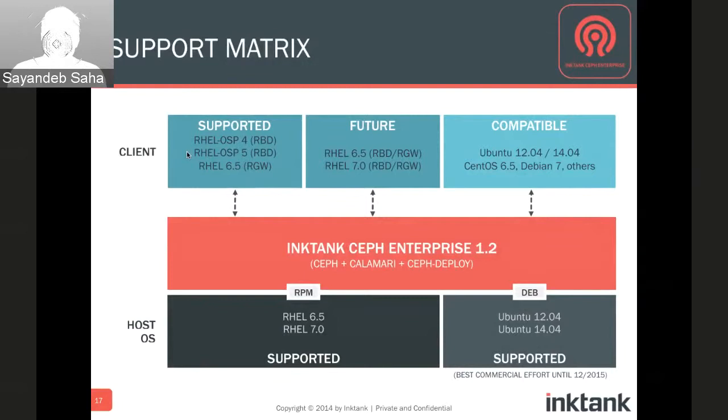On the client side, which is on the blue, it can be accessed from RHEL OSP 4 and 5. And RHEL 6.5 can run the gateway, the object gateway. We're doing a lot of work to make sure that Ceph is accessible from RHEL 6.5 and RHEL 7.0 as well, but it's work in progress. So we are making sure that we can get all the enablement pieces in. And it's also compatible with Ubuntu and other Linux distros that support the RBD kernel modules. So that's the support matrix today.